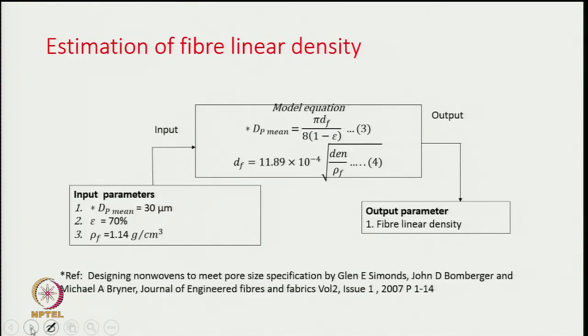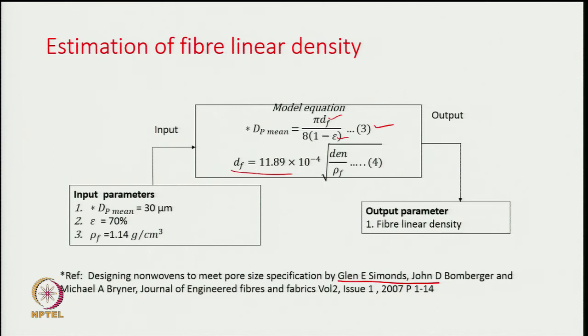The other aspect is estimation of fiber linear density. Here we make use of two equations. One is equation number 3. This is related to the average pore diameter, which is related to fiber diameter and porosity by this equation, and this was developed by this gentleman. So, we make use of this, and the diameter versus denier relationship is also given in equation number 4. This is a very straightforward equation.